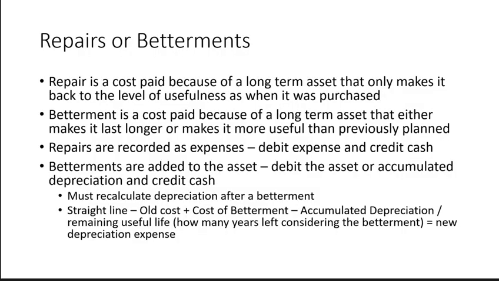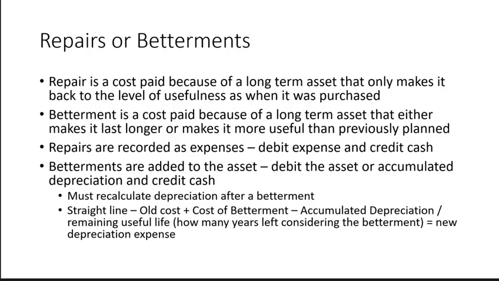So the last thing that we just need to throw in here for long-term tangible assets is the idea of repairs or betterments. When we have an asset for a couple of years, chances are at some point along the way, we're going to have to spend money on it. And the question really is, is it a repair or is it a betterment, as to how we account for that extra money we spend on it?